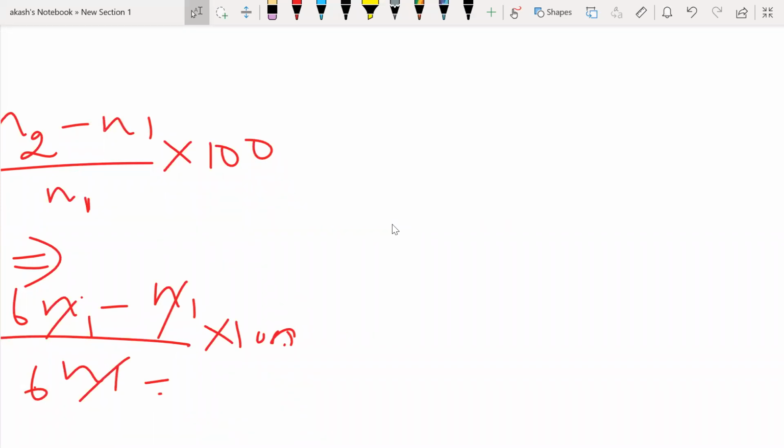1 gram H2 and X grams of O2 exert a total pressure of 5 atm at a given temperature. The partial pressure of O2 was 4 atm. So they're asking, what is the mass of O2 in the mixture? Now tell me, should I use the ideal gas equation here, or should I use something else here?